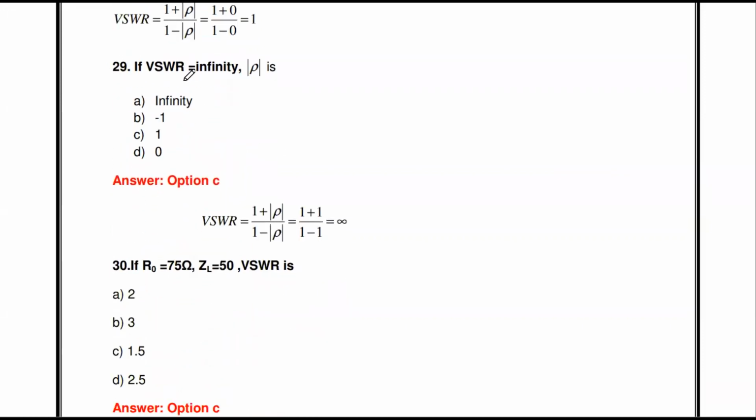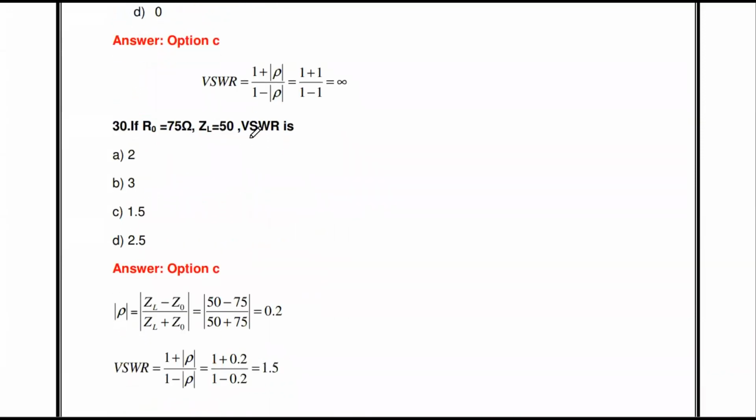Then the next one, if the VSWR is infinity, what is the reflection coefficient? Okay. So the VSWR is 1 plus rho divided by 1 minus rho. Here you just substitute the reflection coefficient value as 1. So 1 plus 1 by 1 minus 1, so 2 divided by 0, it is infinity. So in which condition does the VSWR reach infinity? The rho value is equal to 1. Okay, so whenever the reflection coefficient is 1, the VSWR value is infinity.